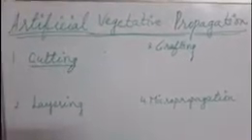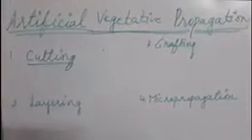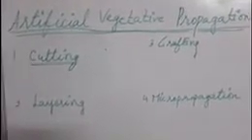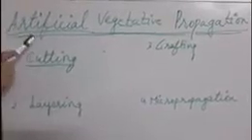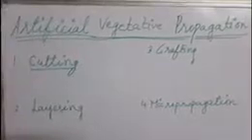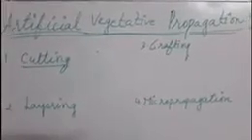Today our topic of discussion is artificial vegetative propagation. Now this means of vegetative propagation is usually done by agriculturists and horticulturists. It is done in order to improve the quality and quantity of plants. So here are mentioned some common methods of artificial vegetative propagation. These are cutting, layering, grafting and micro-propagation. So we will be discussing about it one by one.